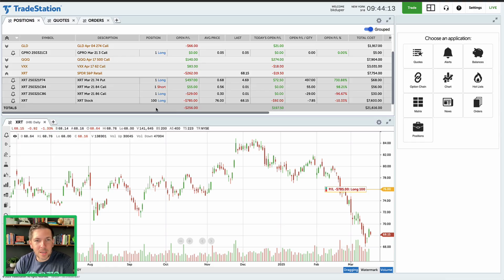Now, what you can see here for these positions is that if you open up these legs here, you can see the listing of the different legs that you have. And these are going to be your live positions right now.